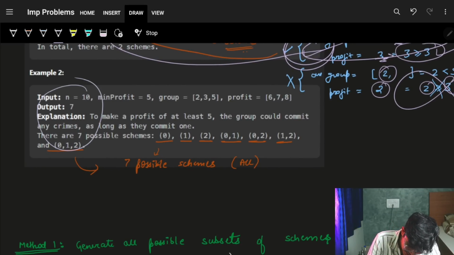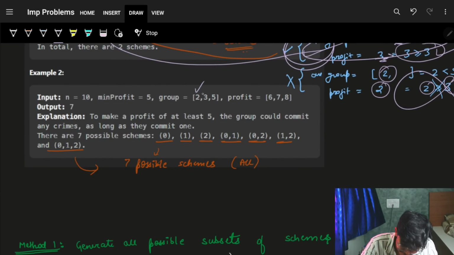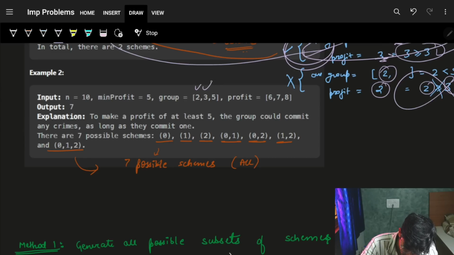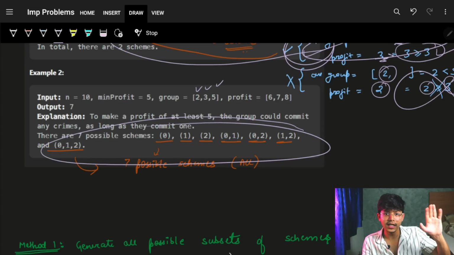Same goes for the next example. In this, all the schemes between all these subsets, if I have both of these two, both of these two, both of these two, or I have all these 3, all of these are profitable. You can see in the example.